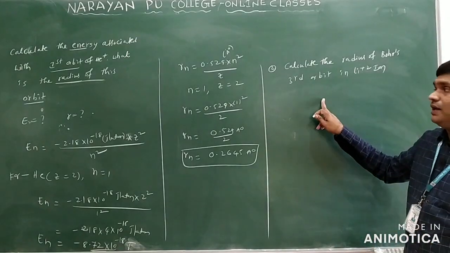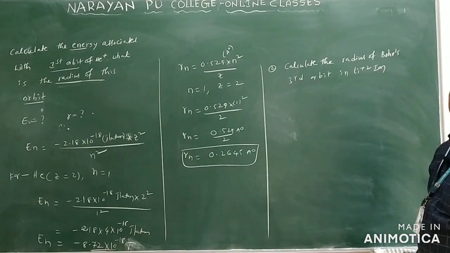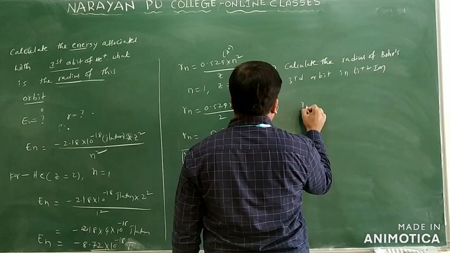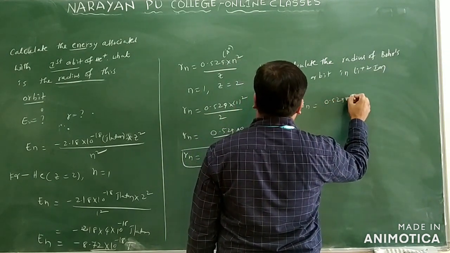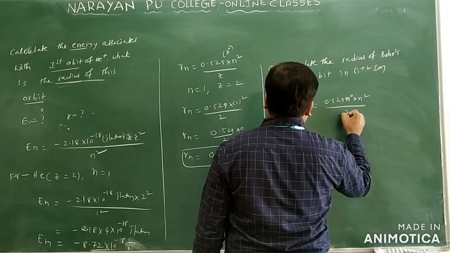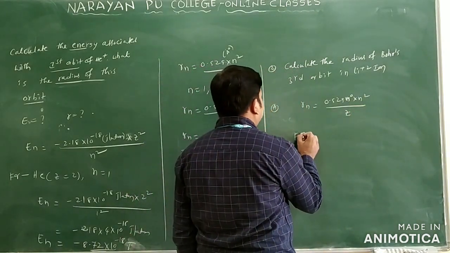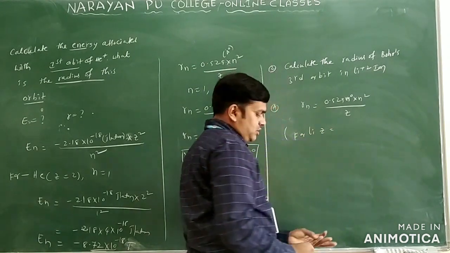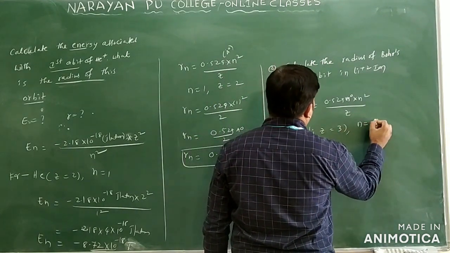The next question: calculate the radius of the Bohr third orbit in Li plus 2 ion only. First we write the formula. Radius of the nth orbit is equal to 0.529 angstrom units into n square by Z. For lithium, Z is equal to 3, since hydrogen, helium, lithium. And n value I will write 3.